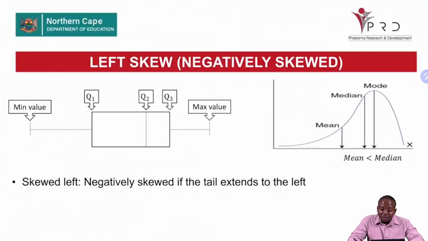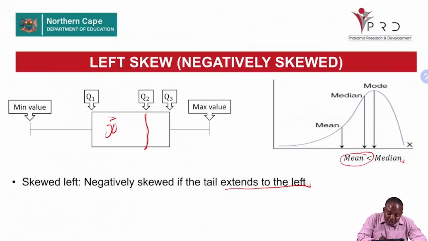Negative skewed. So we are saying we are on the left side of it. So that is to say the tail must extend to the left. Where we are saying our mean will be less than our median. So our median will be greater. So where we find our mean there, you can see this is our mean. When you look at our box and whisker, then this is our median.